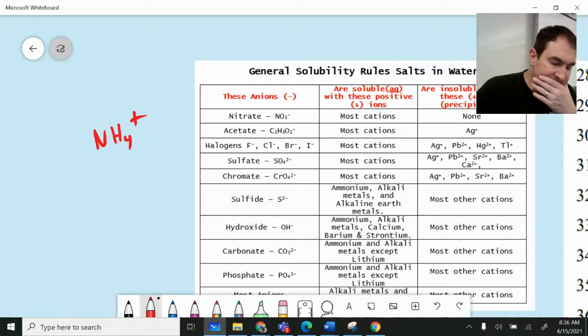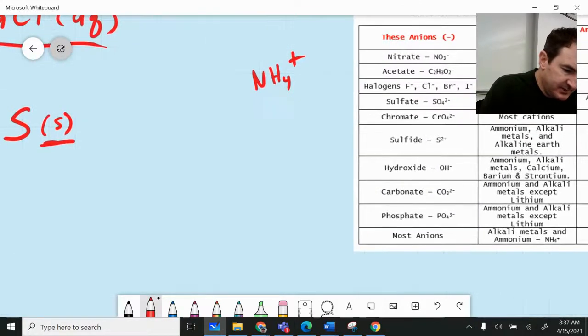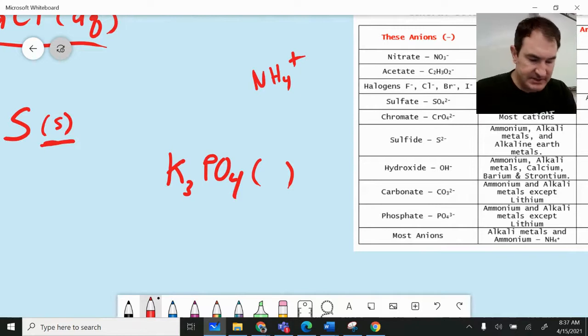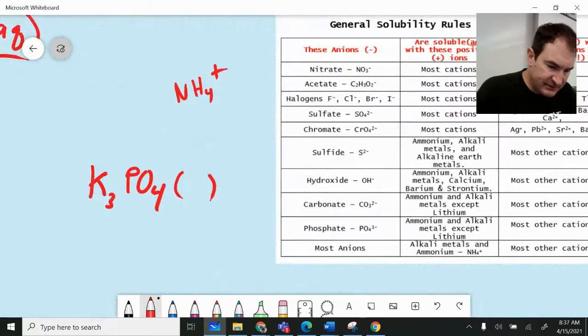Let's do potassium phosphate. So I'm going to scoot over a little bit here. Potassium phosphate, K3PO4. And we want to know, what phase of matter is this? We see it in a reaction. What phase of matter is this? All right. Let's find our anion first.